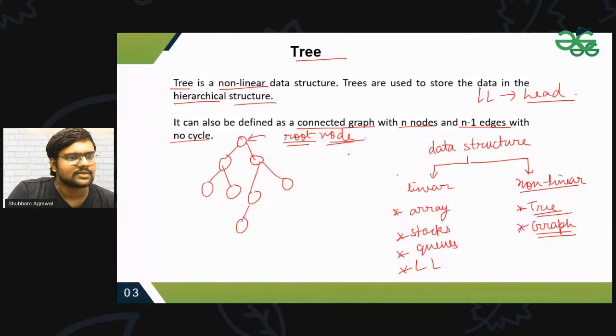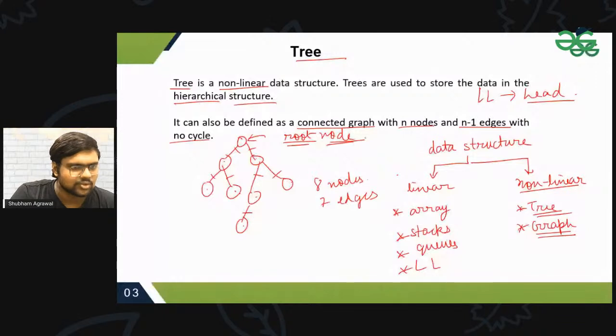As you can see, there are 1, 2, 3, 4, 5, 6, 7, 8 nodes. If we count the number of edges, it should be 7: 1, 2, 3, 4, 5, 6, 7. So 7 edges are there, and as you can see, there is no cycle. A cycle is something like this, a closed path. But in a tree there is no cycle. So this is the basics of a tree.